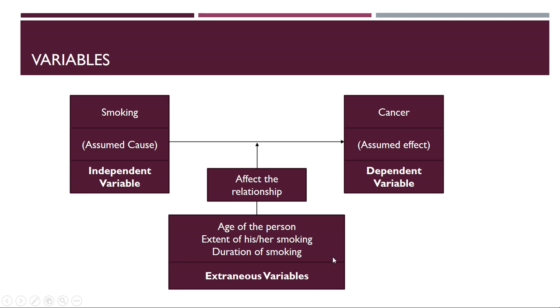What are the extraneous variables that we cannot control? Age of the person, for example, extent of his smoking, duration of smoking, whether this person is smoking about like 3 packs of cigarettes a day, or how many times the person smokes in his entire life, for instance. So these are the extraneous variables. This would affect the relationship.